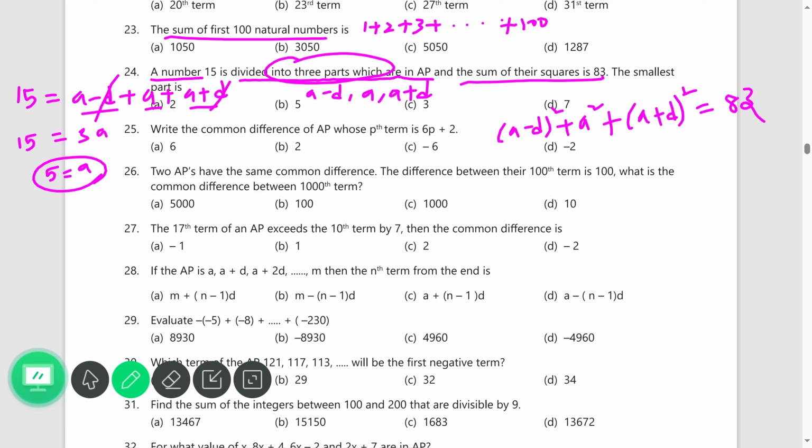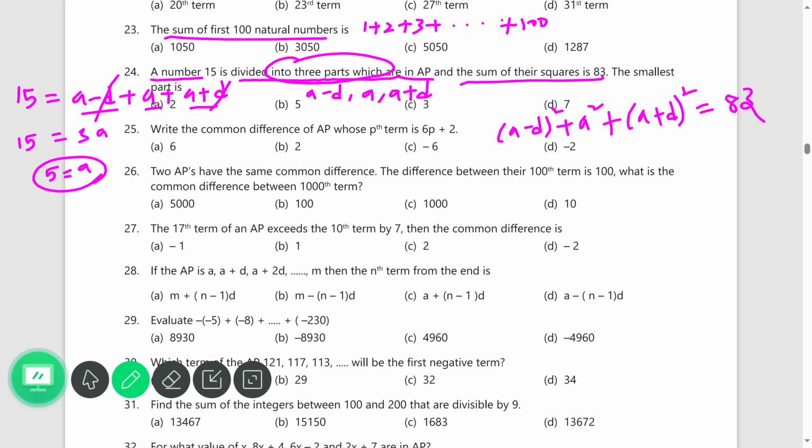Am I right? How many A square do we have? 3A square, 3 into A square. How many D square? 2D square, equal to 83. A, I know, is 5. 5 square is 25, then 75. Send the 75 to the opposite side. So 83 minus 75 is 8.